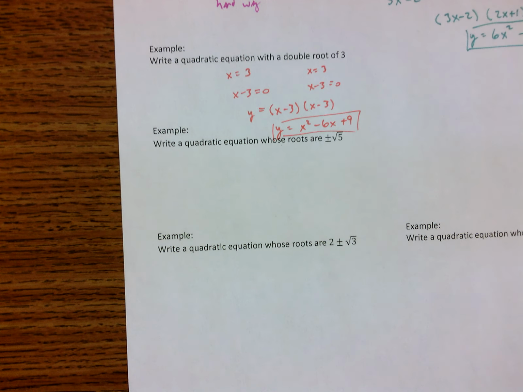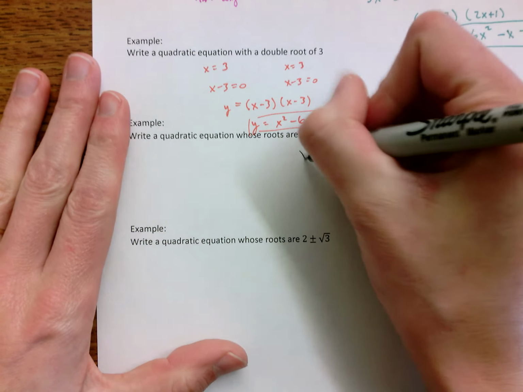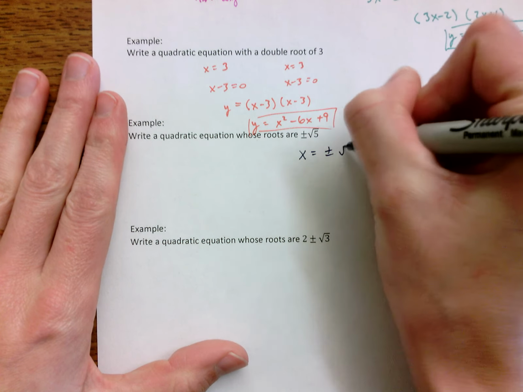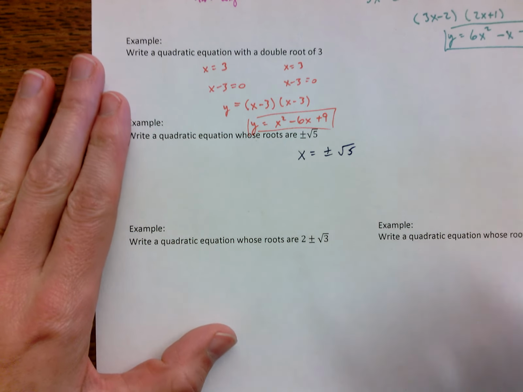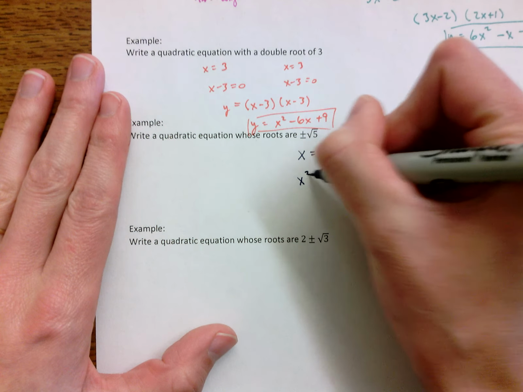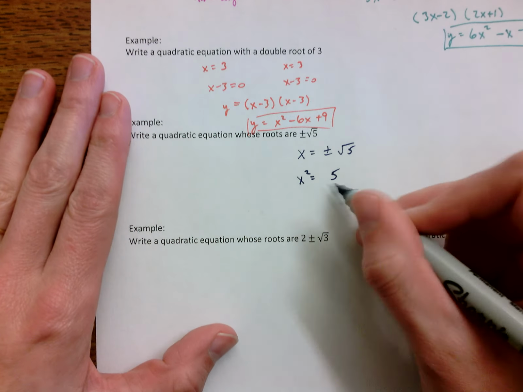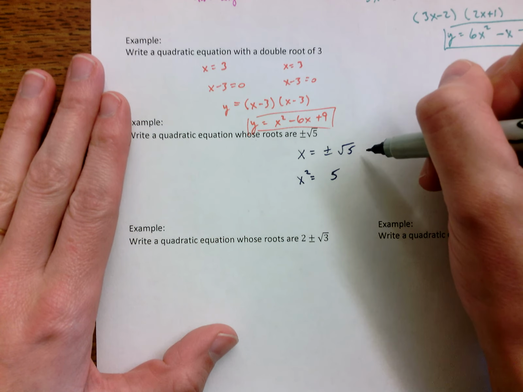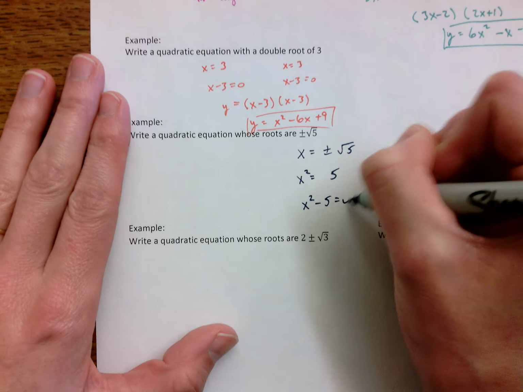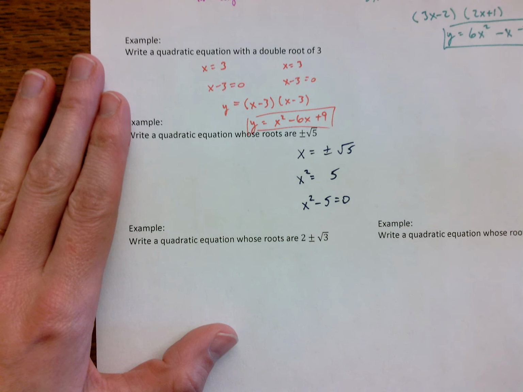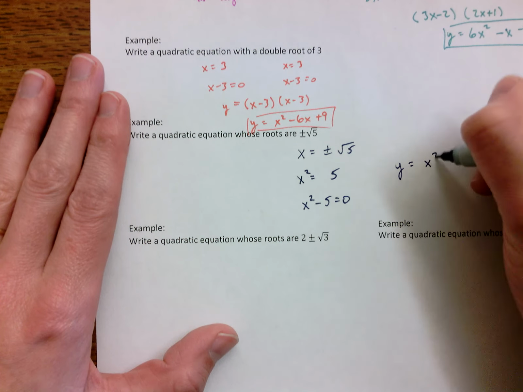All right, this one, quadratic equation whose roots are positive and negative square root of 5. So again, I'm going to kind of backtrack this. So my answer is x equals positive or negative root 5. So the step before that would have been x squared equals 5, right? Square rooting both sides is where I would have gotten this from. So then the step before that would have been x squared minus 5 equals 0. And since those are the only two roots they gave me, there we go. That's my function.